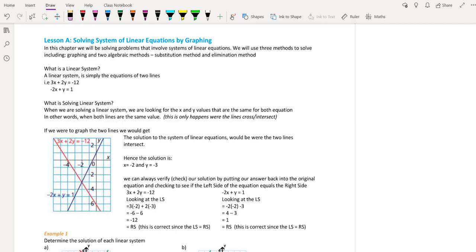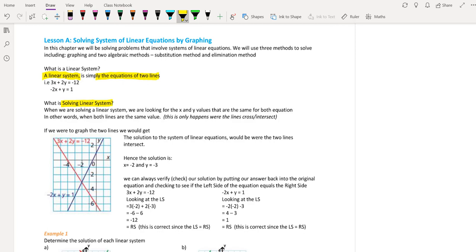Welcome to the final unit of Math 10, and we'll be looking at solving systems of equations, in particular, linear systems. So what is a linear system? A linear system is simply two equations of a line, right? And what do we mean by solving? Let's backtrack a little bit.